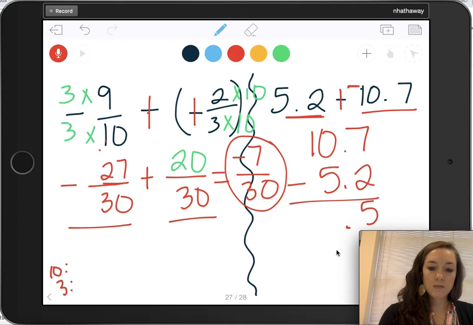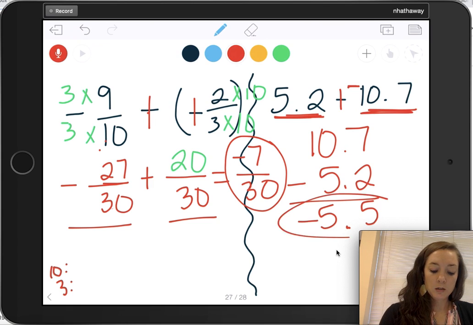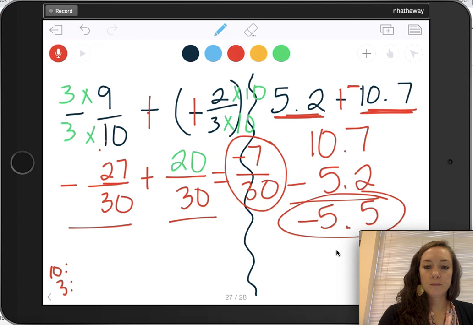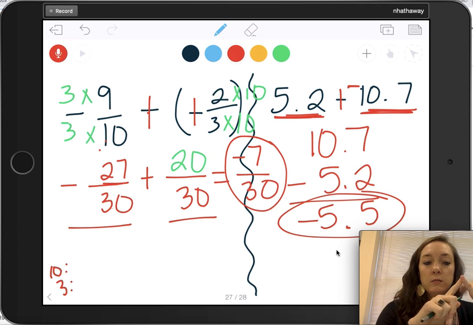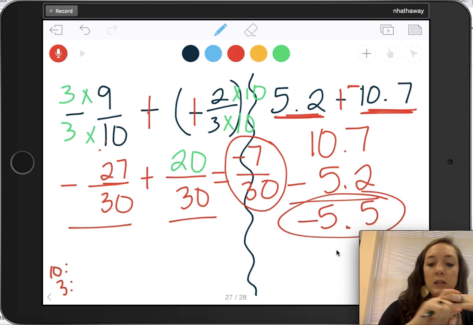7 minus 2 is 5. 10 minus 5 is 5. 5.5 is my answer, but I have to remember the sign. Which number is further from 0? 10.7 or 5.2? 10.7 is further, but it is a negative number, so my answer is negative. Okay? So make sure that you pay attention to your signs. Make sure if it's a subtraction problem, you add the opposite. And if you need any help, let me know.